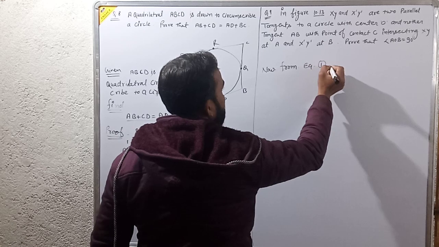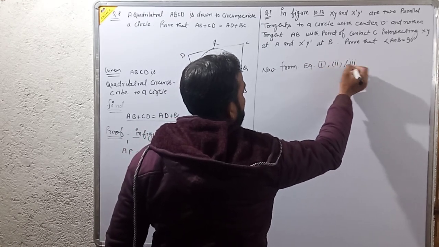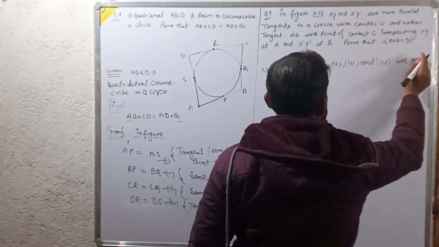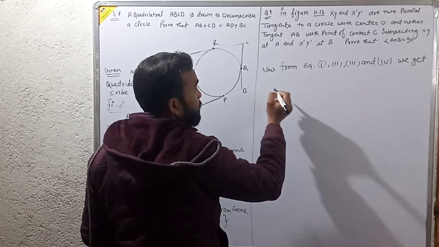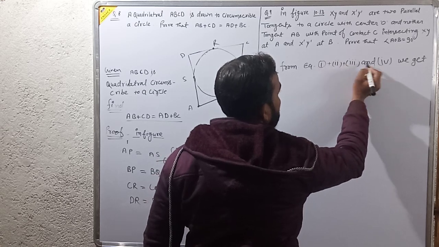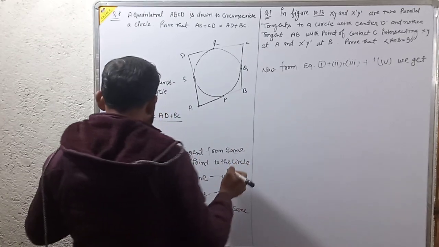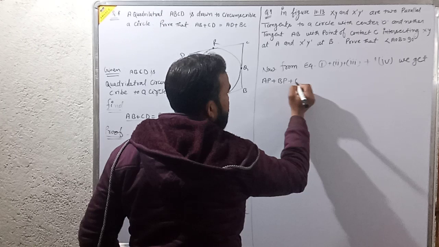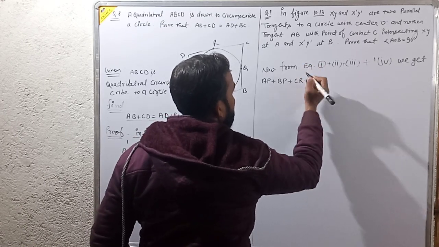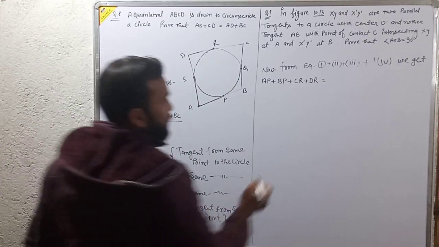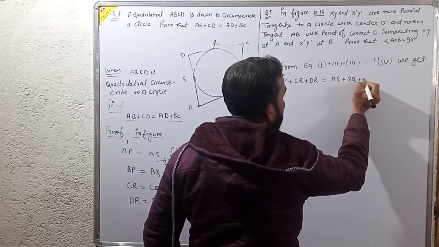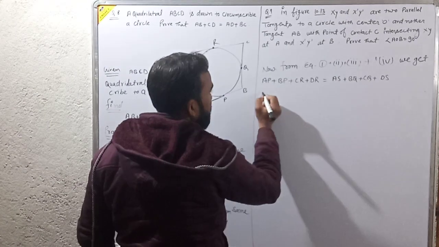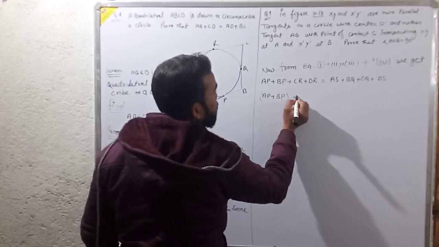Now from equation first, second, third and fourth, we get, from first plus second plus third plus fourth, AP plus BP plus CR plus DR is equal to AS plus BQ plus CQ plus DS. Clear? Now AP plus BP plus CR plus DR.